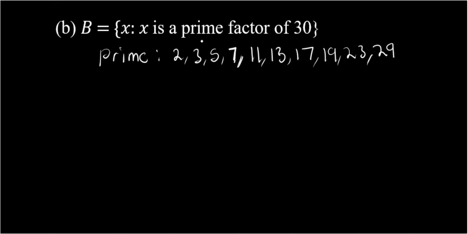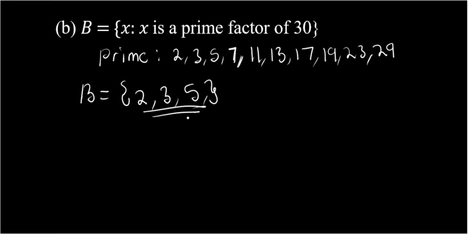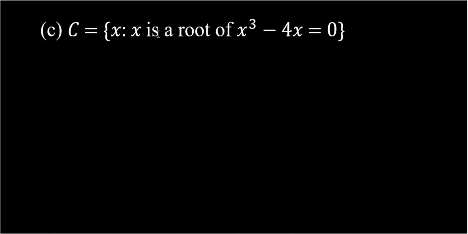Now the question is saying x is such that x is a prime factor of 30. So let's look, from the prime numbers that we have, at the numbers that can enter into 30 without leaving a remainder. What are those numbers? We have 2, it can enter into 30 without a remainder. Then 3, it can enter into 30 without a remainder. Then 5, it can enter into 30 without a remainder. These are the only numbers that can enter into 30 without a remainder. So these are what we call the prime factors of 30. Let's go to the other question.